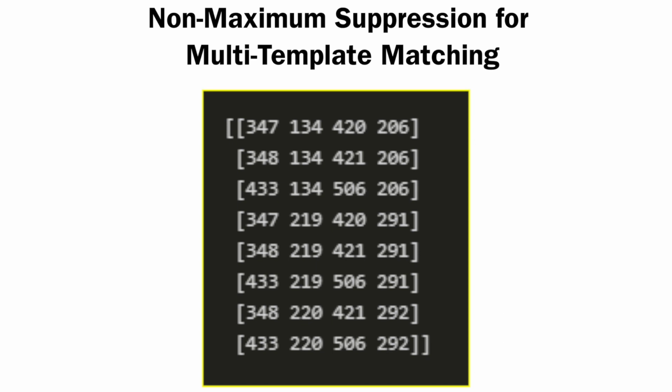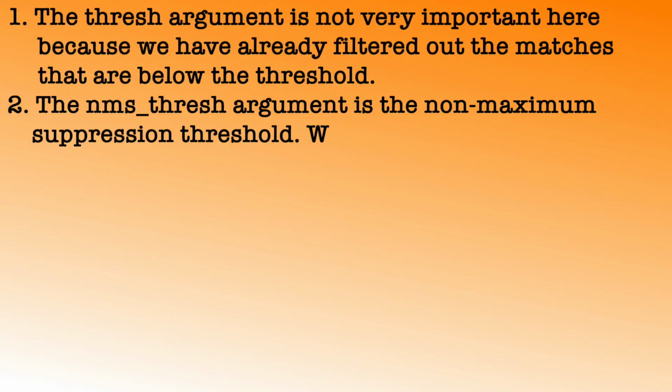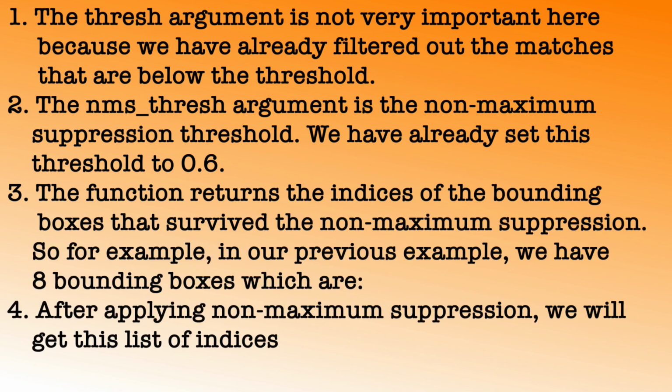Here we are finding the non-maximum suppression for multi-template matching. Here we can see the different scores to apply non-maximum suppression to your input image. The score threshold argument is not very important here because we have already filtered out the matches that are below the threshold. The NMS threshold argument is the non-maximum suppression threshold. We have already set this threshold to 0.6. The function returns the indices of the bounding boxes that survive the non-maximum suppression.